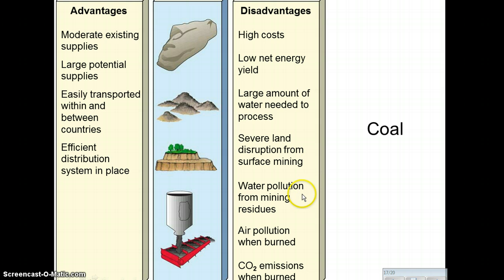There's also going to be some water pollution during that mining process, air pollution when we're burning it, and coal is a fossil fuel which releases carbon dioxide, which is a greenhouse gas, which we'll talk more about the implications of when we get to our global climate change unit.